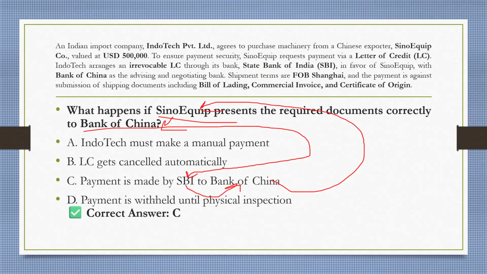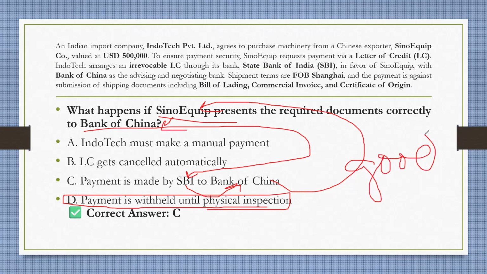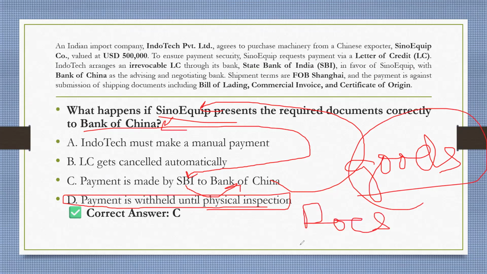Here one point: payment is withheld until physical inspection. So you always remember that the bank is not dealing with the goods, whether goods are good or bad. Banks will deal only with the documents. We are only dealing with the documents. If documents are correct, the bank will make the payment.